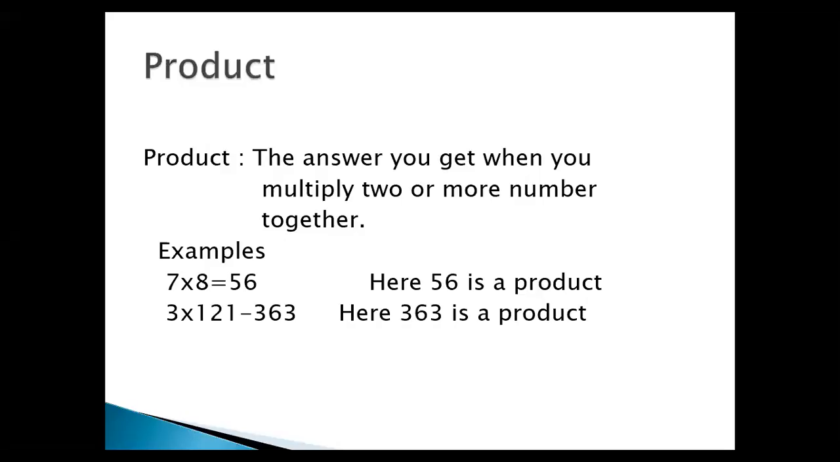Another example is 3 multiplied by 121. That is equal to 363. It means 363 here is our product. Means when we multiply a number with another number, whatever answer we get will be our product. You are already familiar with this product. Very easy operation. Let's move to the next one. We are going to do some questions.